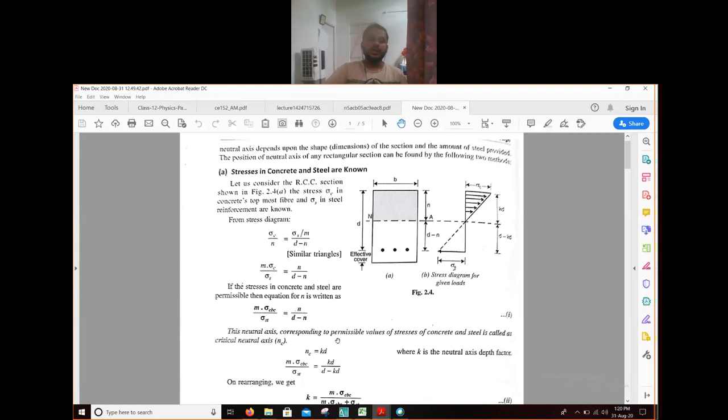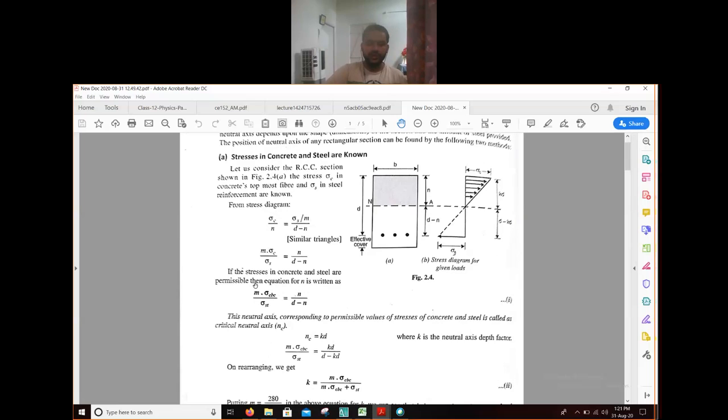So this m is your modular ratio. From these two triangles, you can see these are similar triangles, so we can use the property of similar triangles. No need to remember these formulas, but this final formula you have to remember. In the case of a single reinforced beam, this formula is valid: m into sigma cbc divided by sigma st equals n divided by d minus n.